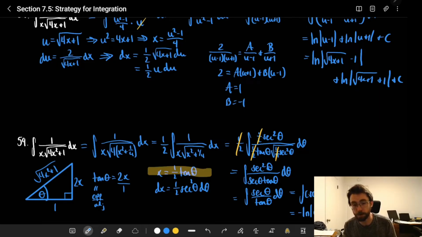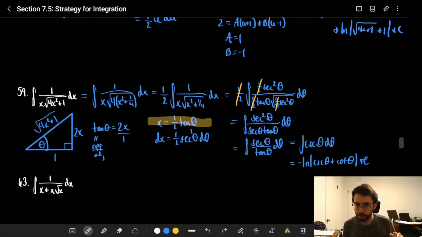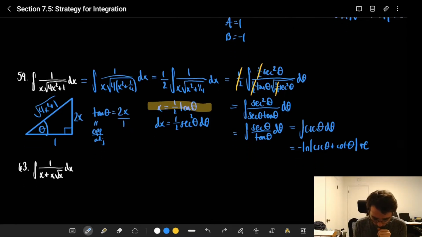I've sort of run out of room, but cosecant's 1 over sine, so it's hypotenuse over opposite. You can just draw from the triangle. Sorry, I was blocking it. Cotangent is cosine over sine, or it's 1 over tangent, so it's adjacent over opposite. So you can figure that out.